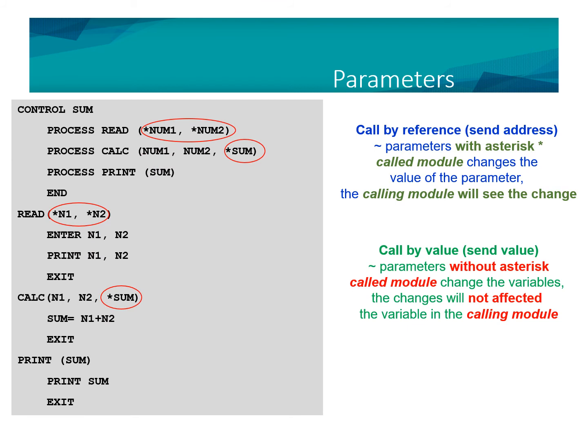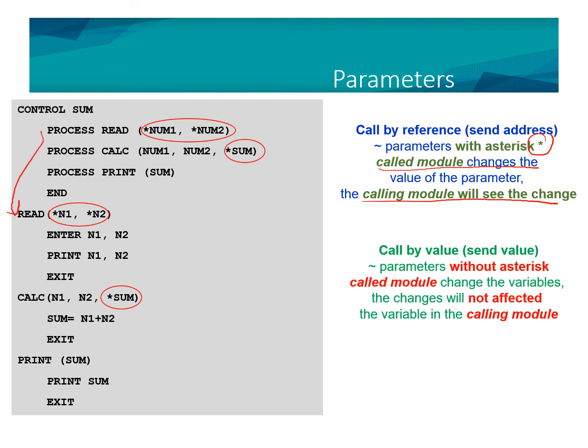So call by reference, we are using the asterisk symbol instead of the name of the variable. The asterisk symbol in the call module changes the value of the parameter. In the calling module, we see the changes. So right now we're going to have three modules. We're going to see the first one, the read module, this one.